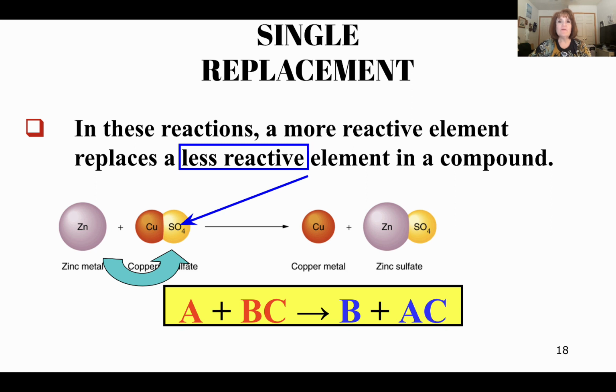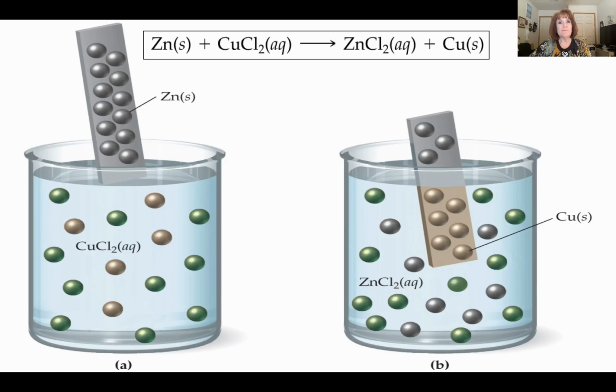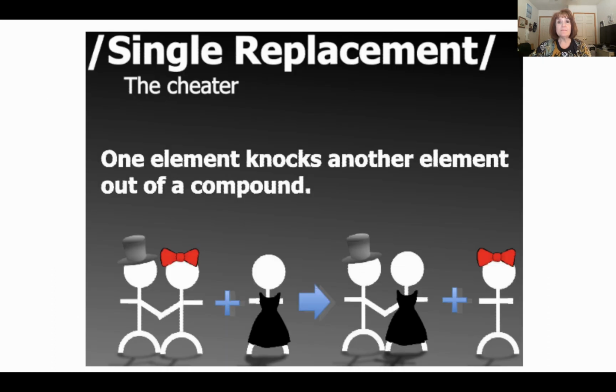The general form of a single replacement, also called a single displacement reaction, is A plus BC makes B plus AC. In a single displacement reaction, one element displaces another in the compound. This happens when zinc replaces copper with chloride. And again, the general formula for this is A plus BC makes AC plus B. This is lovingly called the cheater.